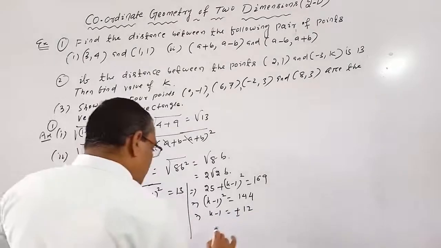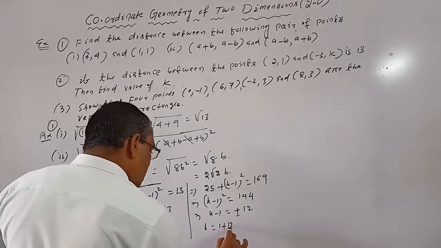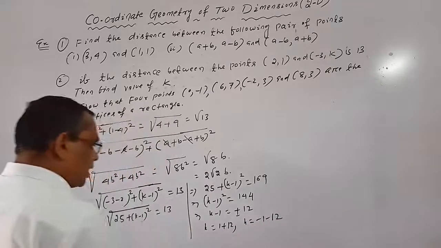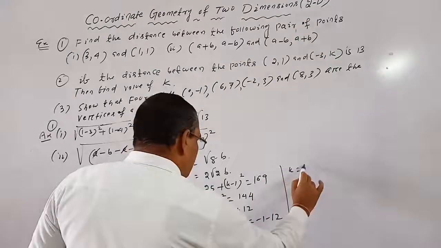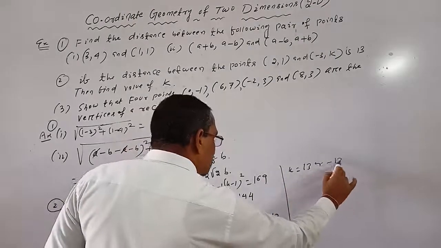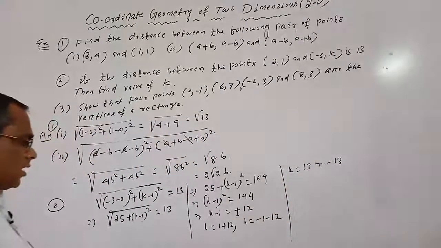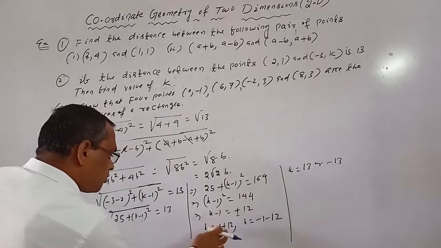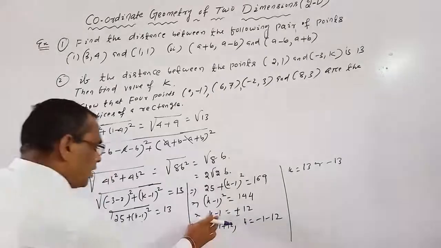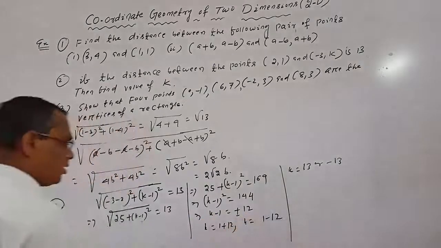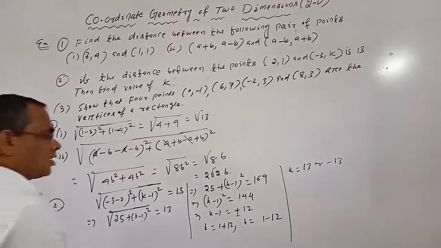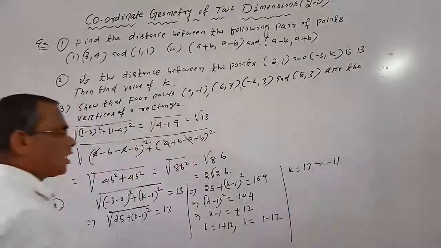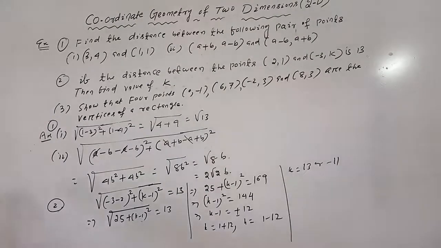Okay, so k equal to 1 plus 12, and another point k equal to minus 1 minus 12. That is k equal to 13 or minus 13. Sorry, k equal to 13. Here if you take plus 12 plus 1, that is 13, and minus 12 separately plus 1, so 1 minus 12 equal to minus 11. So k equal to 13 or minus 11.